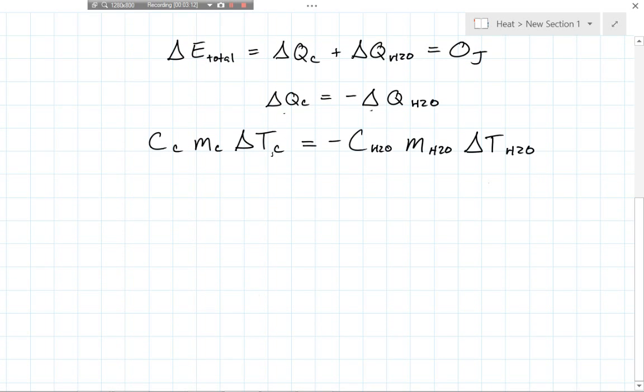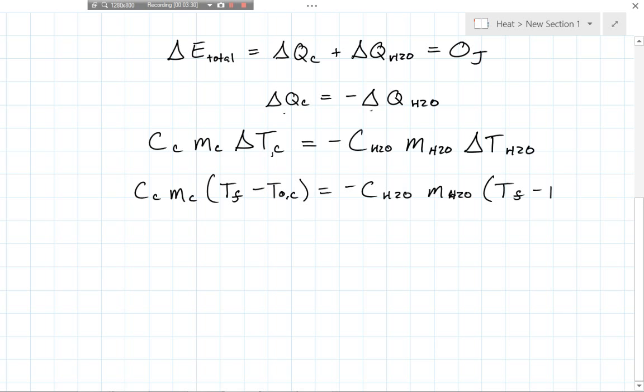So this is going to be the specific heat of the Coke times the mass of the Coke, and this is the final temperature of the whole system minus the initial temperature of the Coke. We have minus the specific heat of the water times the mass of the water times the final temperature of the system minus the initial temperature of the water.